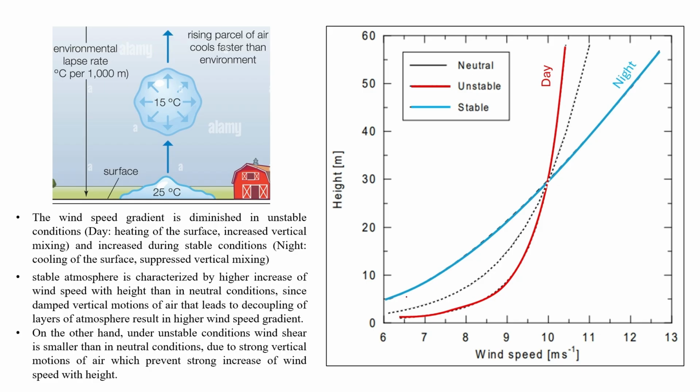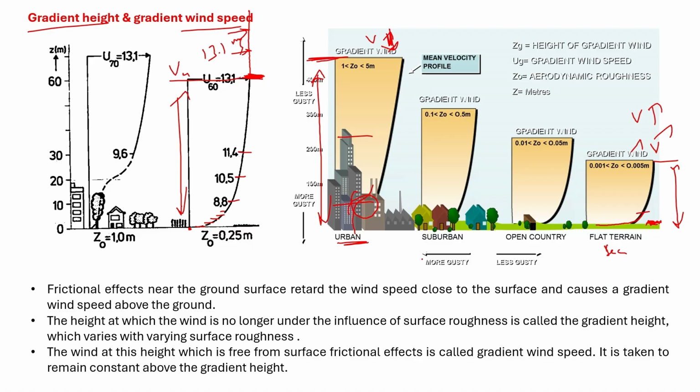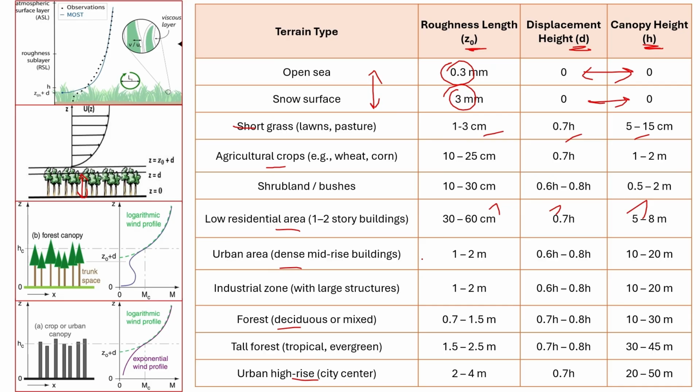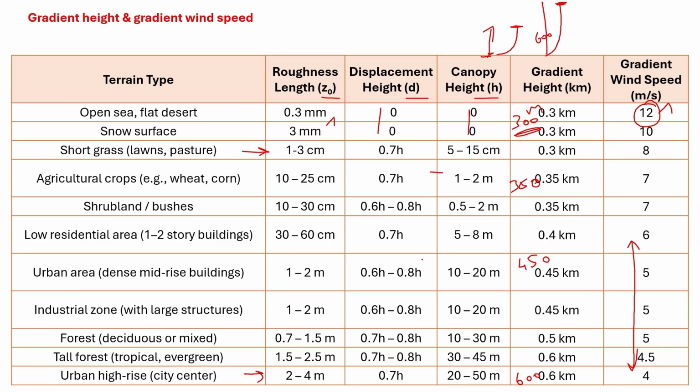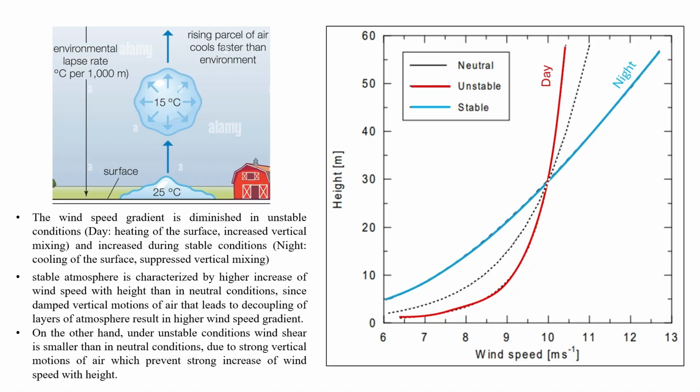And that wind speed profile, whatever we have discussed till now, is for neutral atmospheric conditions. Okay, there is no movement of cloud. That we discussed. But depending upon stable and unstable conditions, the profile will vary. So the dashed line is for the neutral.